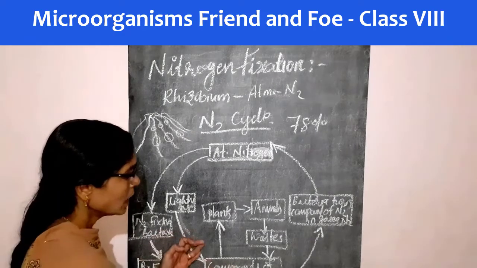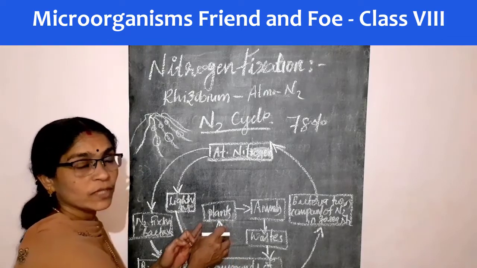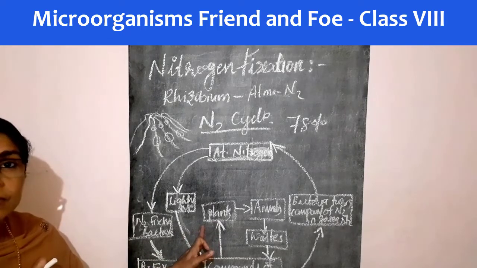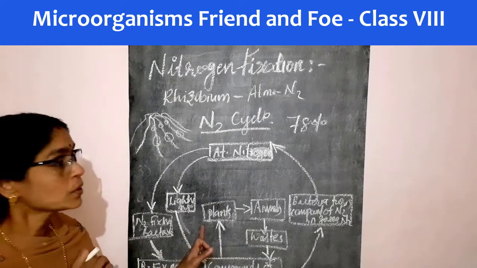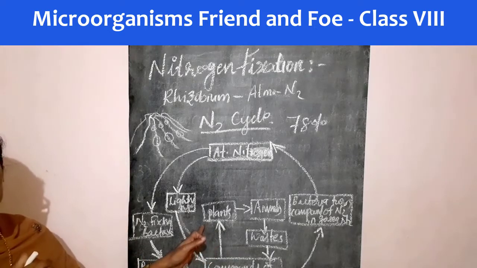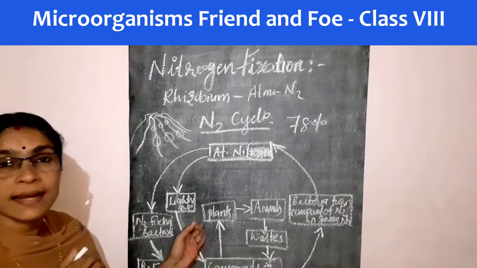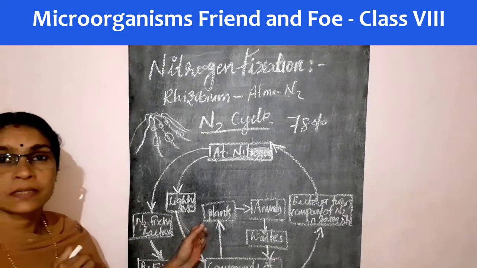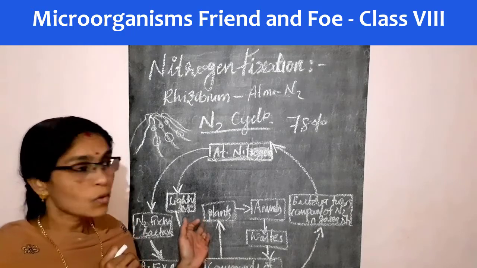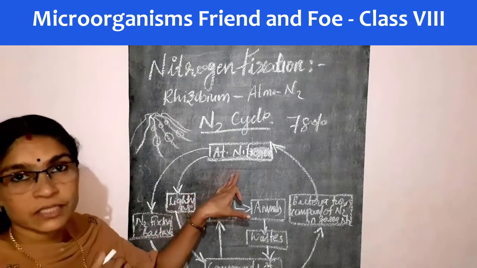From the soil, the nitrogenous compounds are taken by plants for their growth and development. We know that nitrogen is an important nutrient for the growth and development of plants. And also nitrogen is an important constituent in compounds like protein, nucleic acids, chlorophyll and vitamins. All these compounds are prepared by the addition of nitrogen.